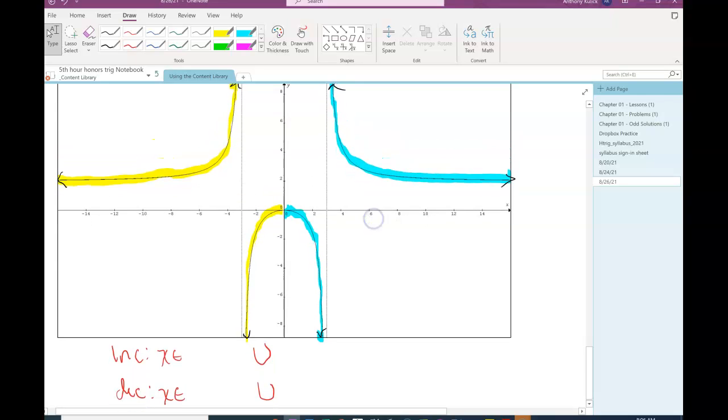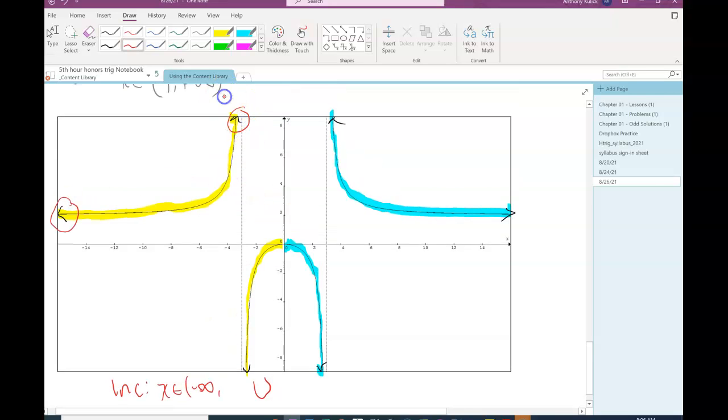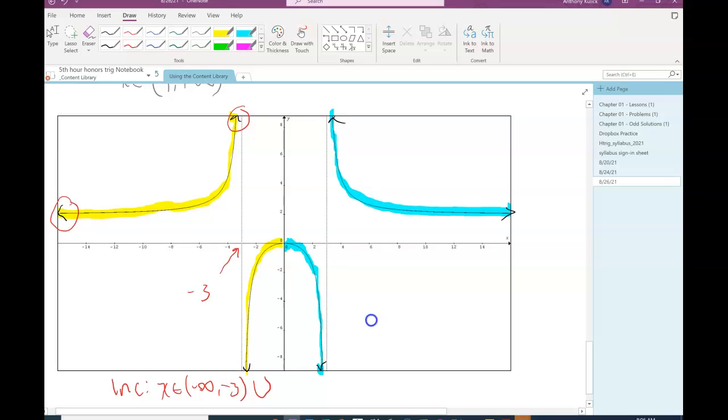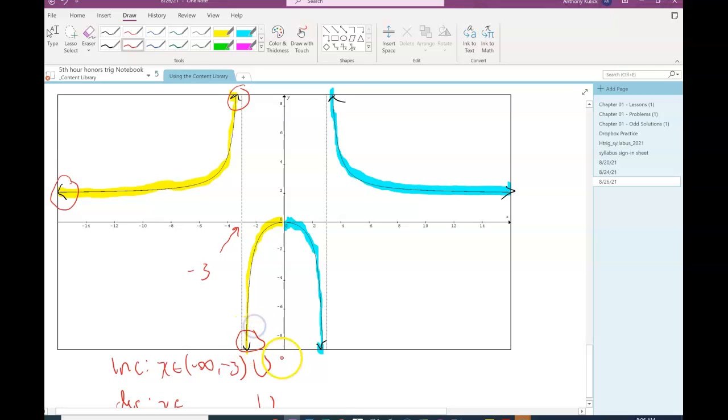Okay, my first interval of increasing starts here with the left-hand arrow. So that's going to be negative infinity. And it goes all the way into the asymptote, which looks like negative 3 when I read it off the graph. Yep. And my next interval starts here at the asymptote, so negative 3, and ends here at 0. Everybody feel comfortable with that?